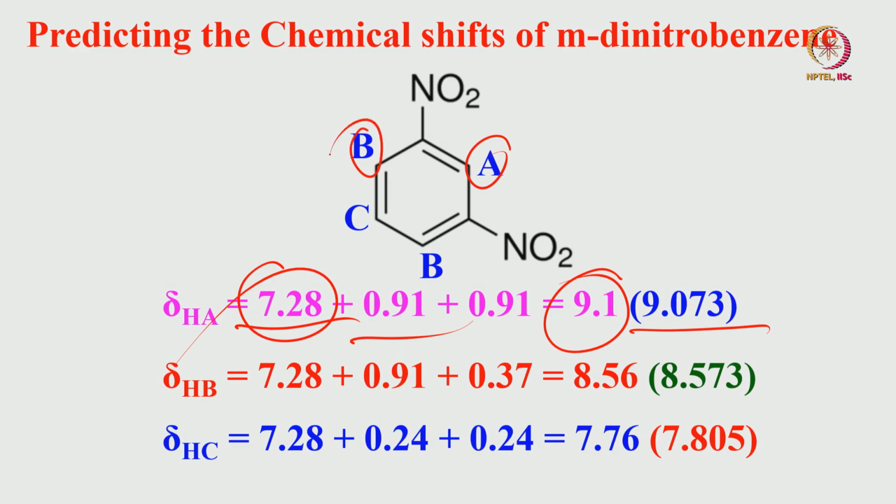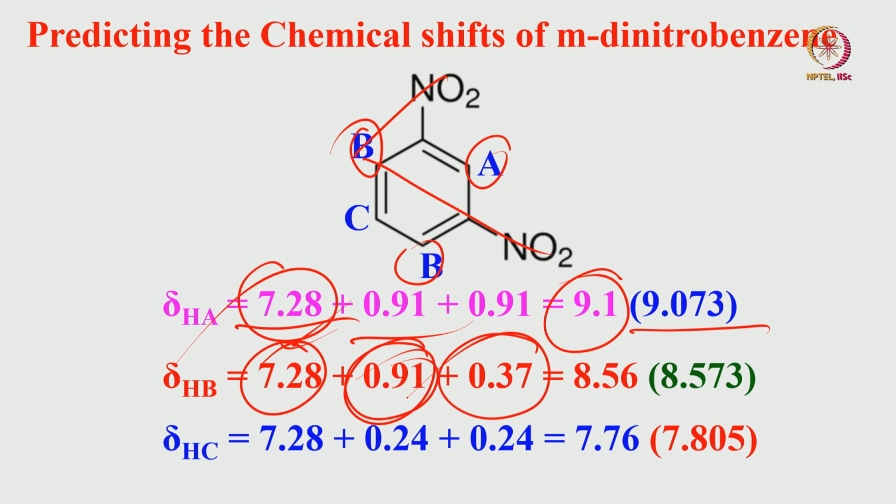Go to proton B now. What will happen? If you take any such proton, one nitro is in the ortho position and the other is in the para position. The base value is 7.28, the ortho position is 0.91, and the para position is 0.37. That is the contribution to the chemical shift depending upon where it is. I will take this proton, or even if you take this proton, this is ortho and this is para, so it does not matter. Finally, if you add these, this is the value you get, 8.56, and look at the experimental value, 8.573.